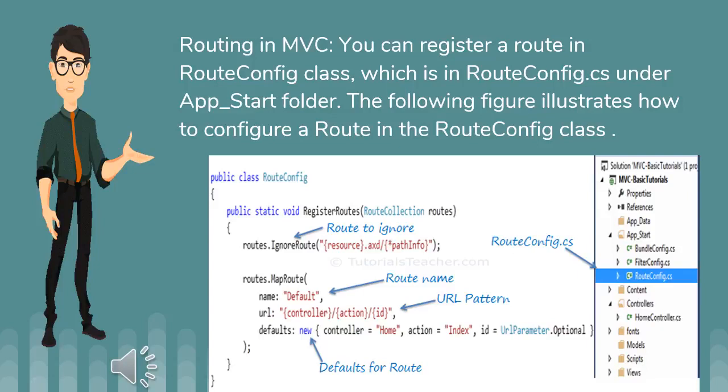The following figure illustrates how to configure a route in the RouteConfig class. The route is configured using the MapRoute extension method of RouteCollection, where name is Default, URL pattern is {controller}/{action}/{id}, and defaults parameter for controller, action method and id parameter. Defaults specifies which controller, action method or value of id parameter should be used if they do not exist in the incoming request URL. The same way, you can configure other routes using the MapRoute method of RouteCollection. This Routes collection is actually a property of the RouteTable class.